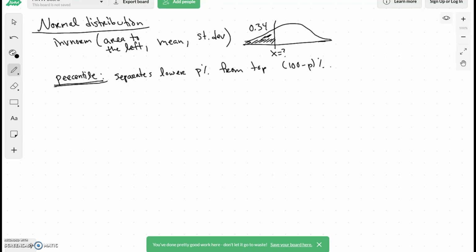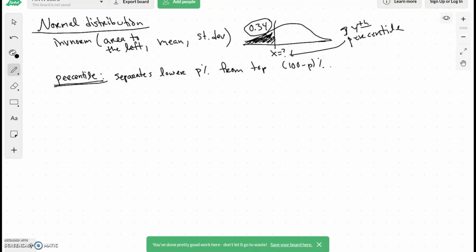So basically, I give you the percent or the probability, which in this case is 0.34. So 0.34 represents the area. I know what the area is. The area is about 34% of this entire graph. This x is what we want to find. This x is what we call my percentile, because it separates the bottom 34% from the top 100 minus 34. So this is what we call the 34th percentile, okay? Does that make sense, hopefully?